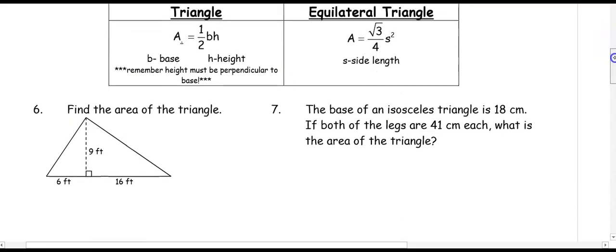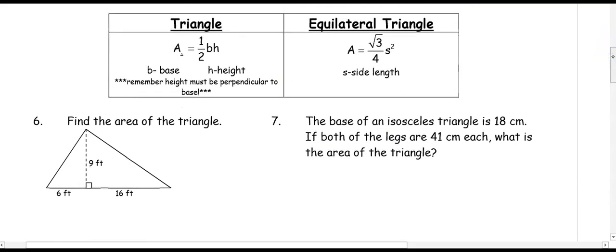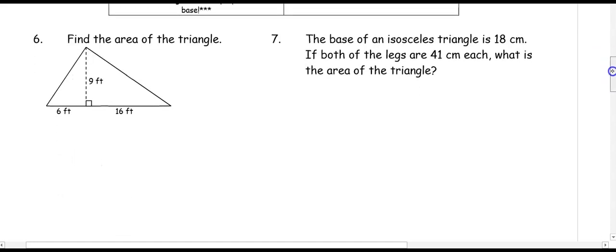Our next shape is finding the area of a triangle. For any triangle, we can always find the area by doing 1/2 base times height, where the height is perpendicular to the base. If we have a special triangle, an equilateral triangle, which is a triangle with 3 congruent sides, then we can use the formula root 3 over 4 times s squared, where s represents the side length. So in number 6, find the area of the triangle.